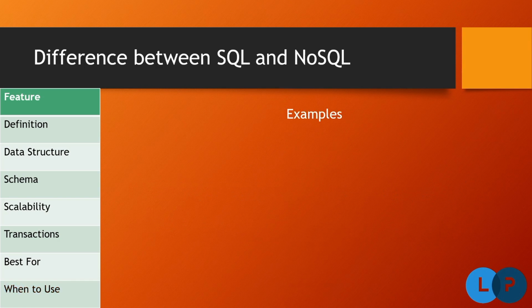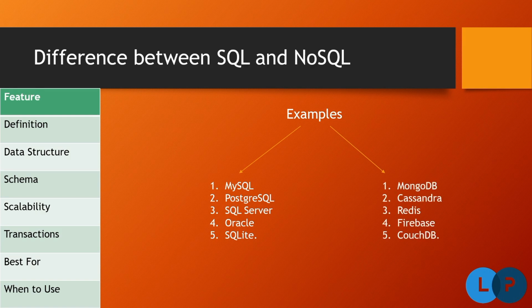There are some examples of where we can use SQL. We will use SQL in MySQL, PostgreSQL, SQL Server, Oracle, SQLite, and there are others also. And for NoSQL, we can use MongoDB, Cassandra, Redis, Firebase, CouchDB. So there are lots of options. You need to decide based on your application scope which will be the best for your application, based on those parameters. So I hope you understand the difference between SQL and NoSQL.